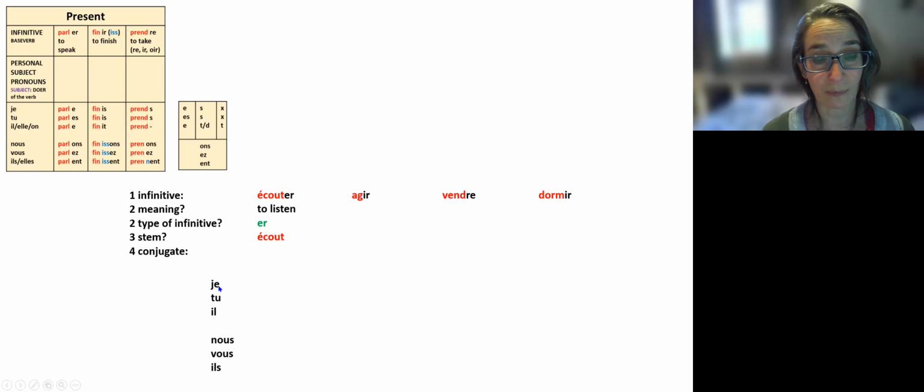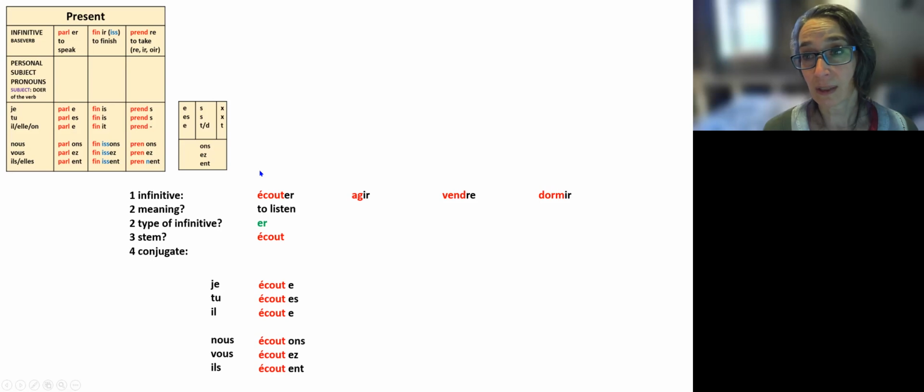Now let's conjugate. So, je écoute, tu écoutes, il écoute, nous écoutons, vous écoutez, ils écoutent. Now, when you get to this stage of looking at the verb endings, you probably already know how to read French. And one particular thing about French is that they drop most endings.